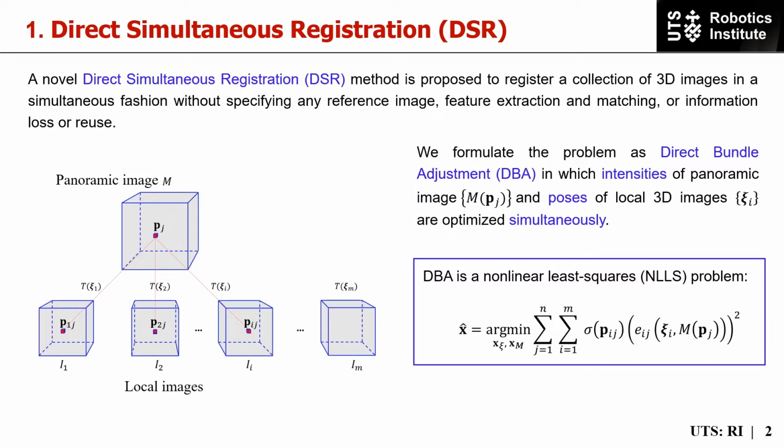We formulated the simultaneous registration as a direct boundary adjustment problem, in which intensities of the panoramic image and poses of local 3D images are optimized simultaneously. Our idea is straightforward. We want to estimate the poses of all local 3D images through maximizing the similarity between the panoramic image and the local images. In our formulation, DBA is a nonlinear least squares problem.